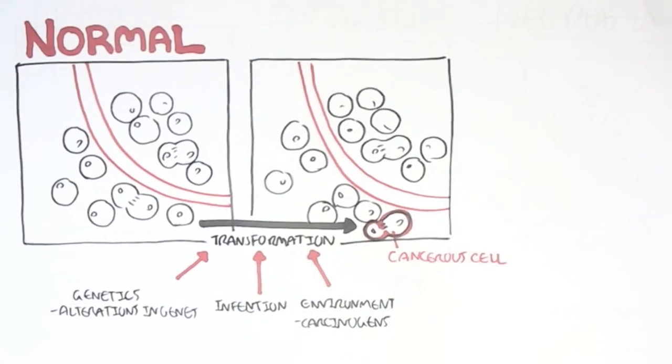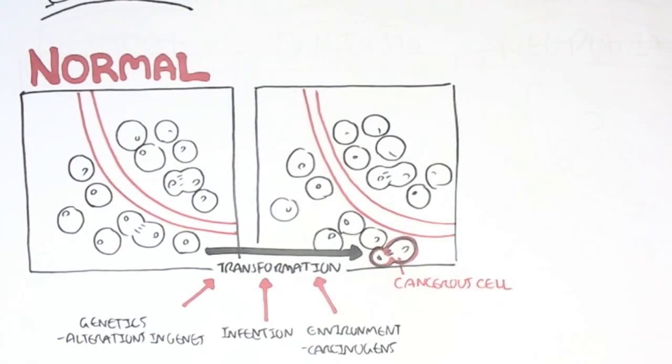And recently it has been said that air pollution is one of the main causes of cancer. So this is the main environmental factor. So these genetic mutations, infections, and environmental factors are basically the causes of cancer.